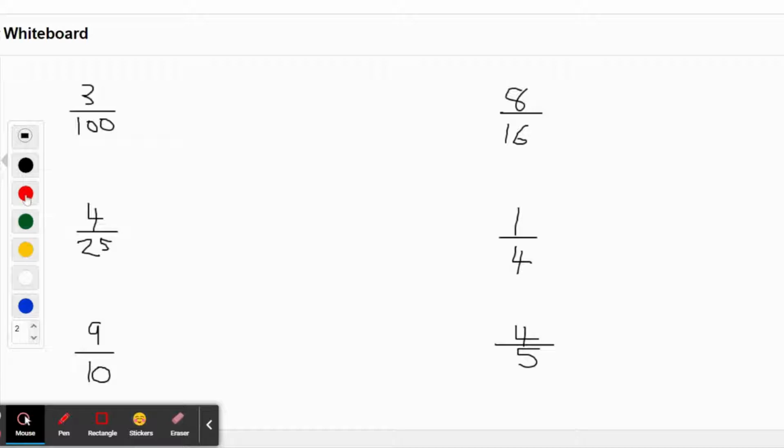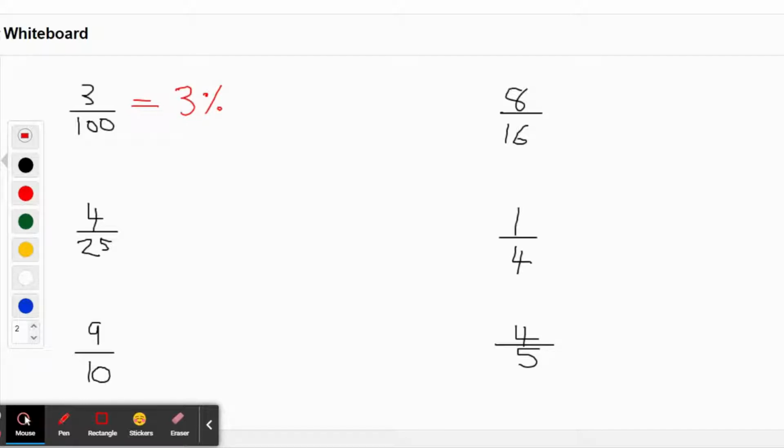Now, once your fraction's denominator is 100, you can just write back the numerator as the percentage. So in this case, 3 over 100 as a percentage will be 3%. So once your denominator is 100, you can just write back the numerator with the percentage sign.